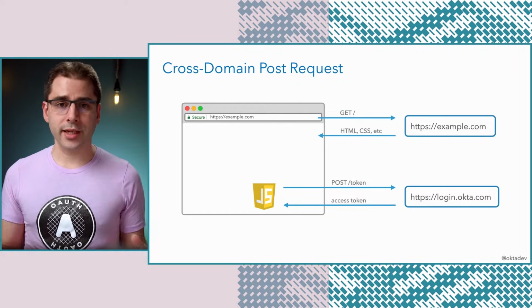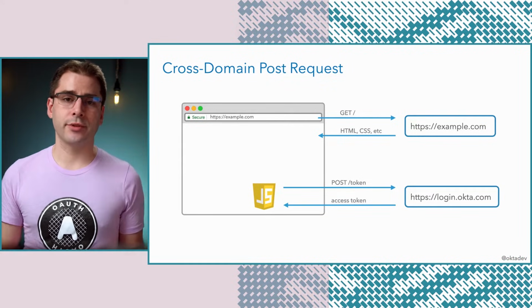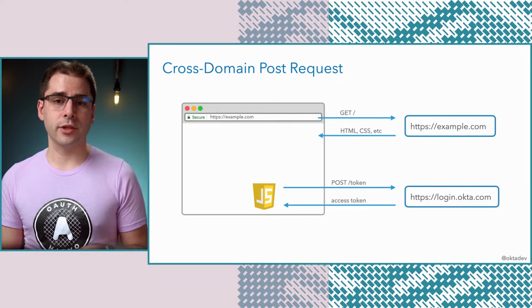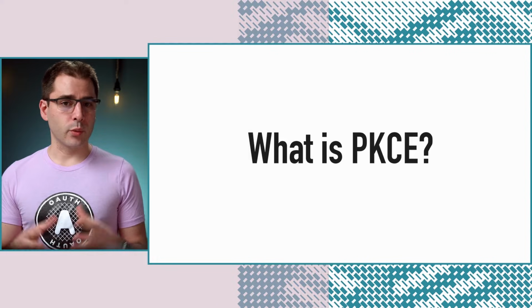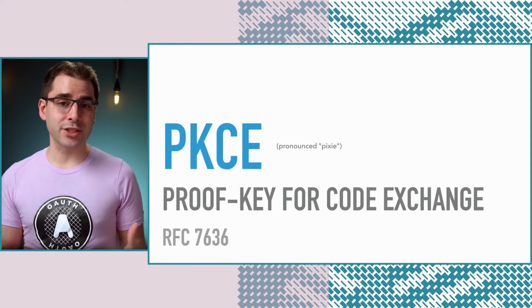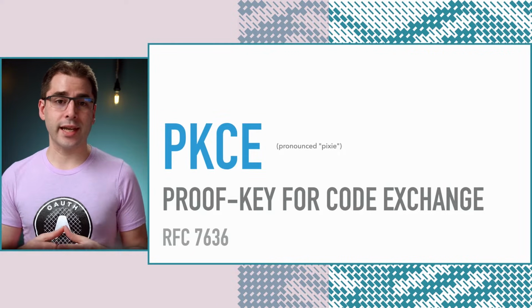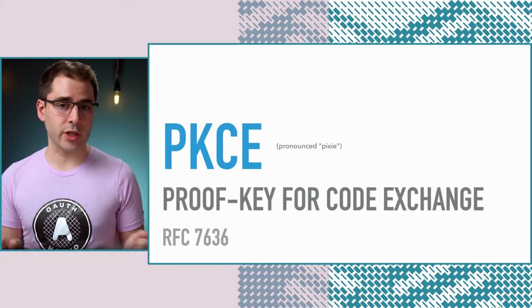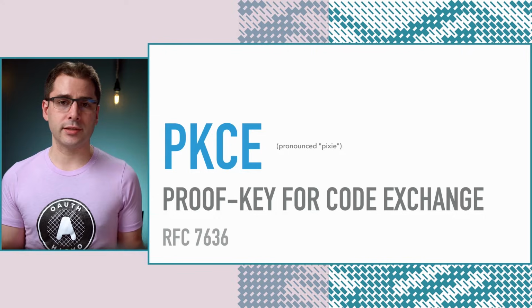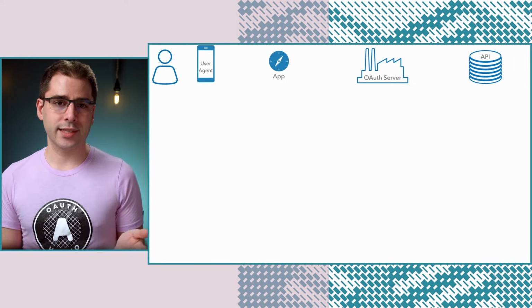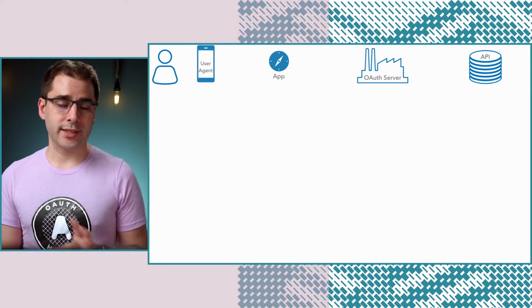So let's look at a better solution to the implicit flow, and that is the authorization code flow. Specifically, the authorization code flow with PKCE. So what exactly is PKCE? Well, PKCE is an extension to the authorization code flow that adds a couple of really important security properties to it. And it is now the recommended flow for all kinds of applications. So let's again walk through our sequence diagram, this time showing how PKCE works.